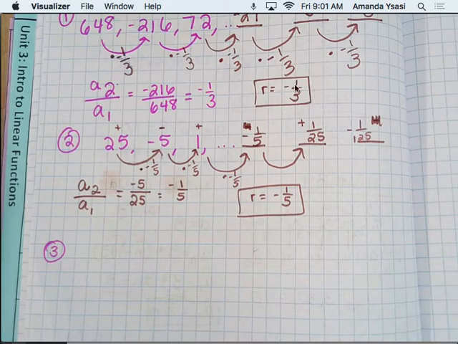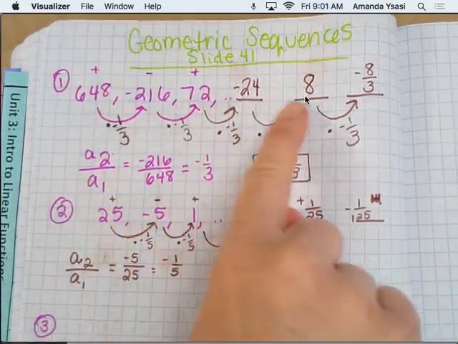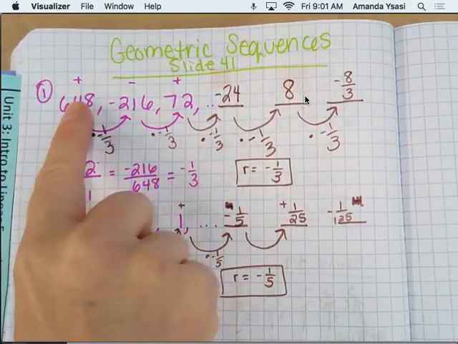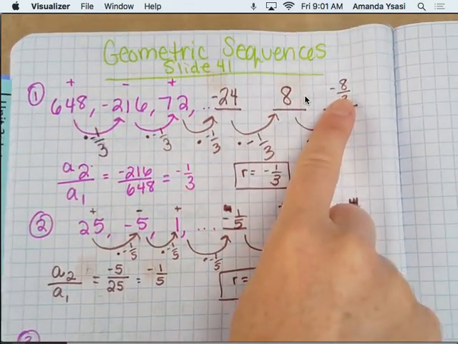Okay, so if the ratio is a fraction, see how the numbers are going down? If the ratio is negative, the numbers are going opposite: positive, negative, positive, negative, positive, negative.